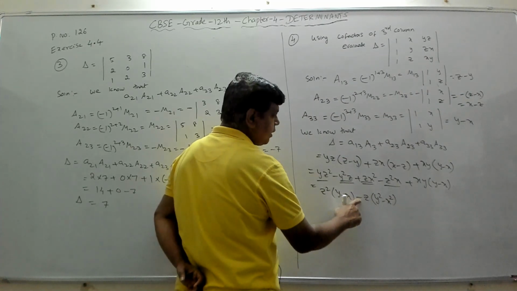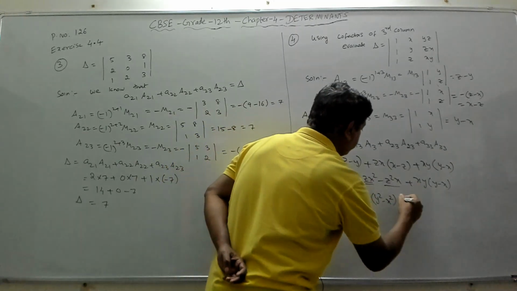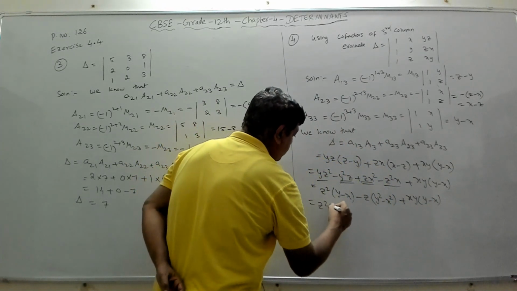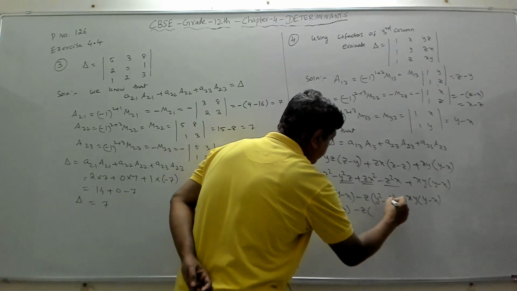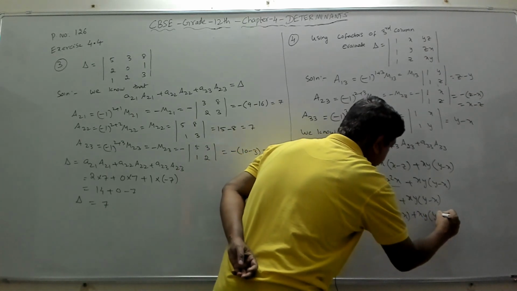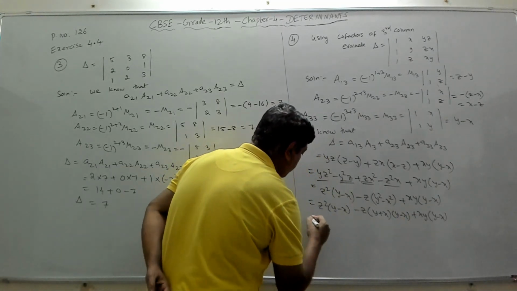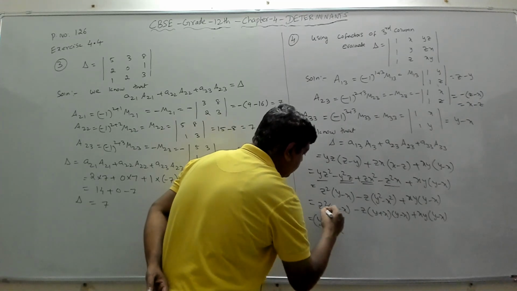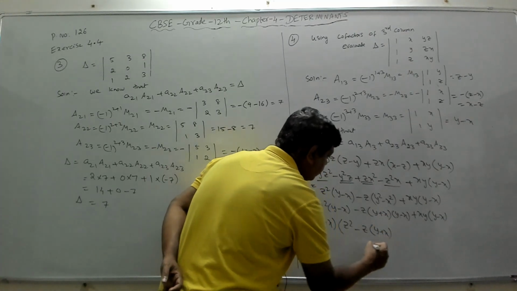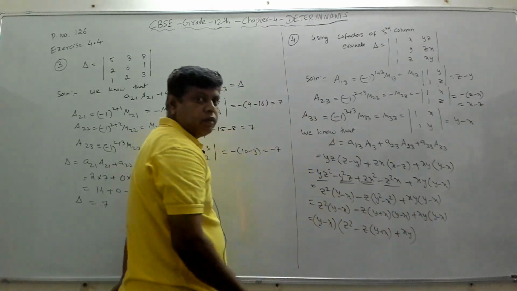If I take minus z into y square, it is minus y square z, and minus z into minus x square is plus z x square. Then this will be plus xy into y minus x. Now again, this can be written as z square into y minus x, minus z into y square minus x square, which is a plus b into a minus b, plus xy into y minus x. Now y minus x is common. If we take that out, you will have z square minus z into y plus x plus xy.